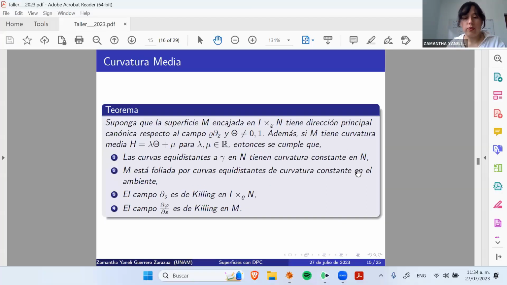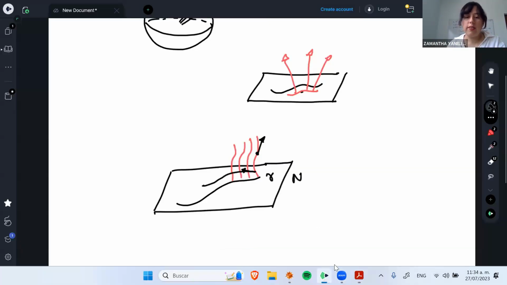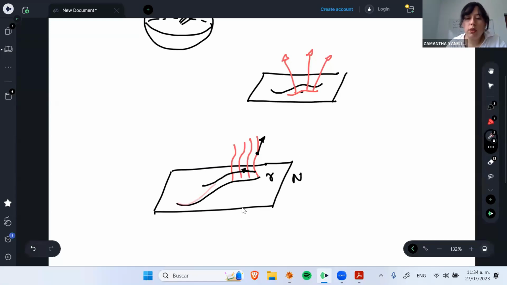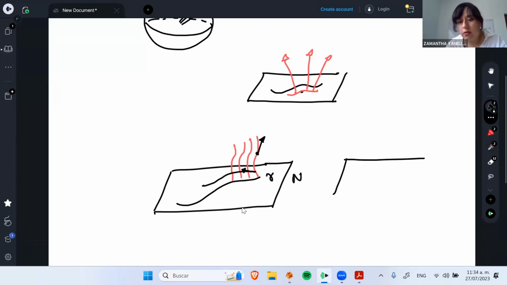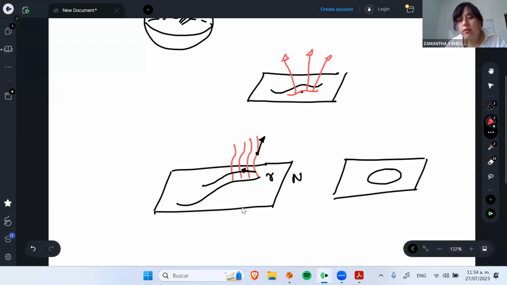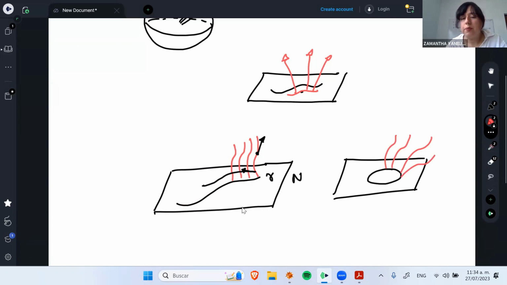So we started out with a surface that we don't know what it's doing. And by assuming that it has constant mean curvature, we know that that surface now has to have also constant mean curvature. So it becomes this, right? And we're going to still be placing some curve here all around.